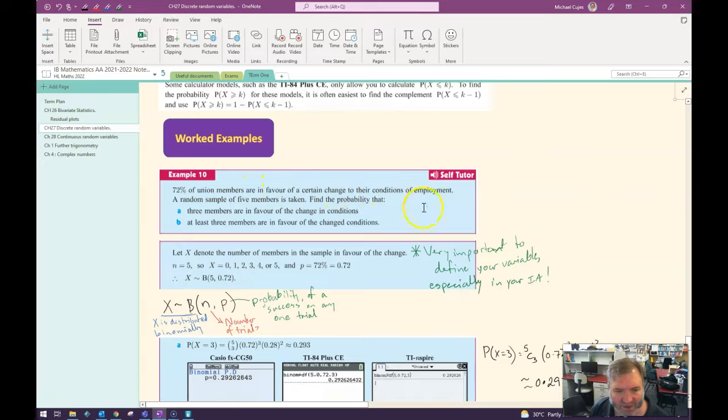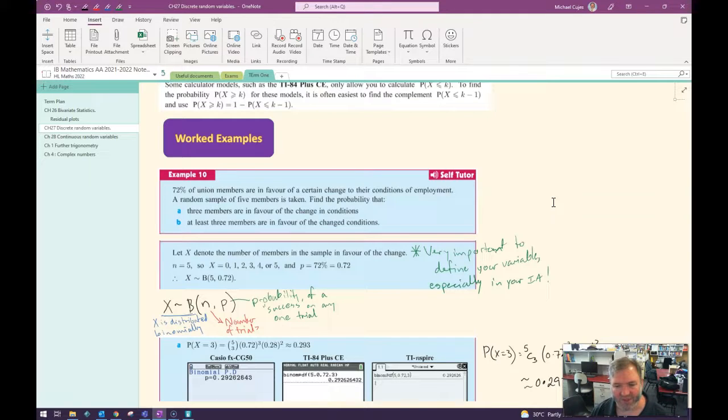72% of union members are in favour of a change to their conditions of employment. So they took a vote. 72% are going to vote yes. A sample of 5 members is taken at random. Find the probability that 3 of those members are in favour of the change in conditions. So I'm after one specific value. So it's going to be binomial PD if you're using a calculator.